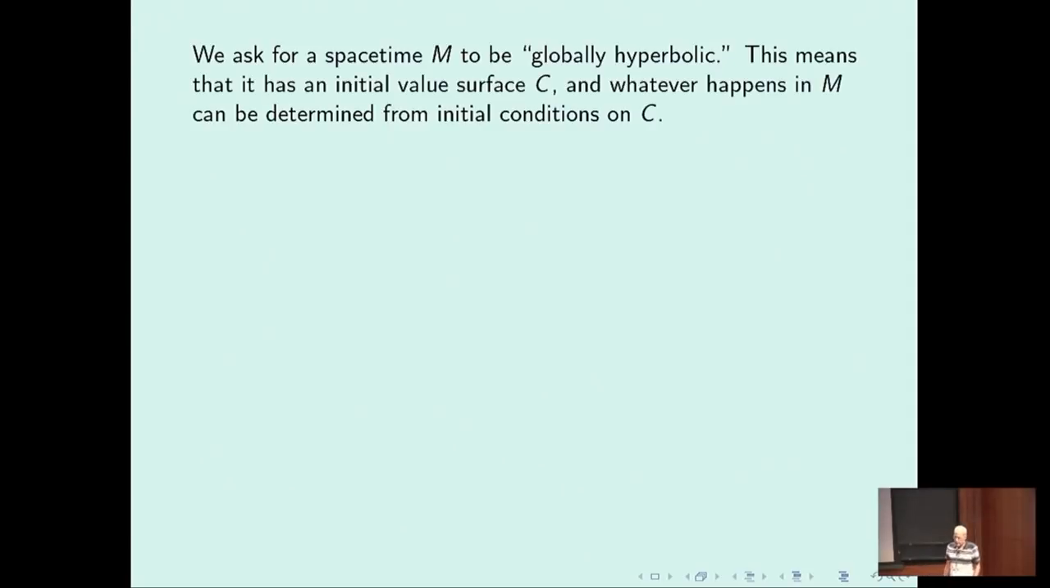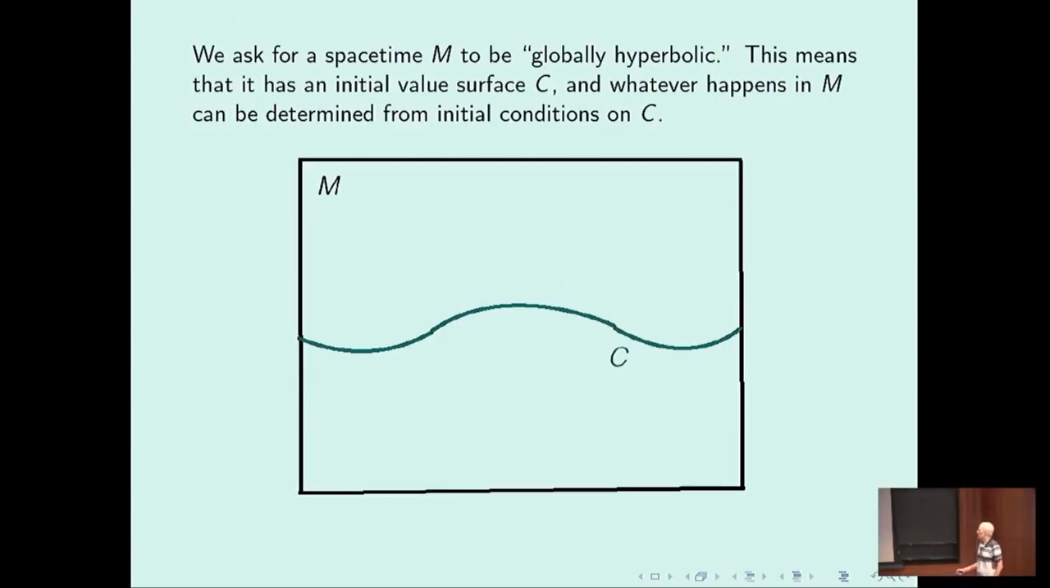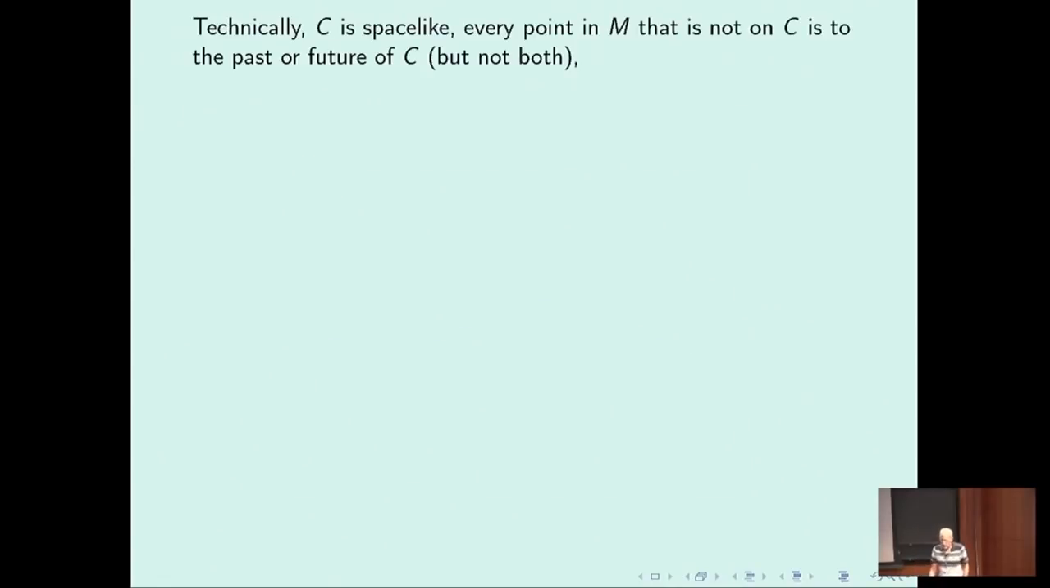Well, what globally hyperbolic means is that it has an initial value surface C, and whatever happens in M can be determined from initial conditions on C. So here's M, and C is some sort of complete space-like hypersurface, which has the property that physics throughout M is determined by what happens on C. So technically, C is space-like. Every point in M that's not on C is in its past or future. That means it can be reached from C by a time-like, future or past-going path.